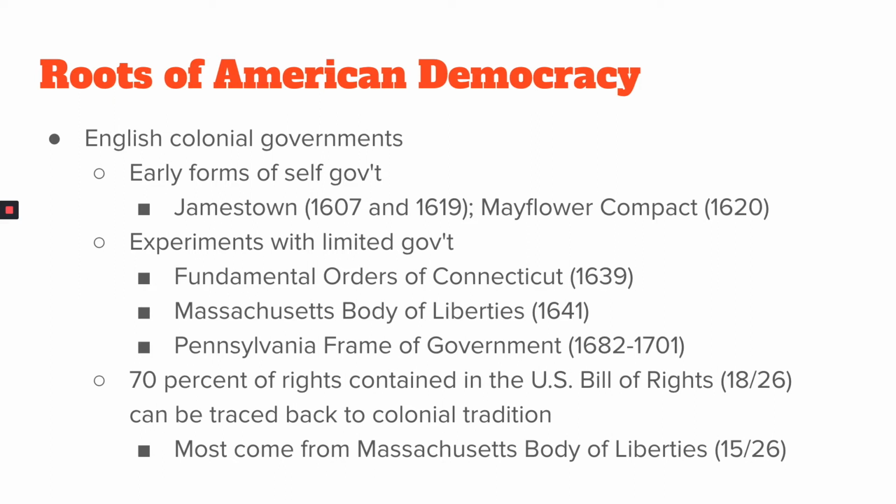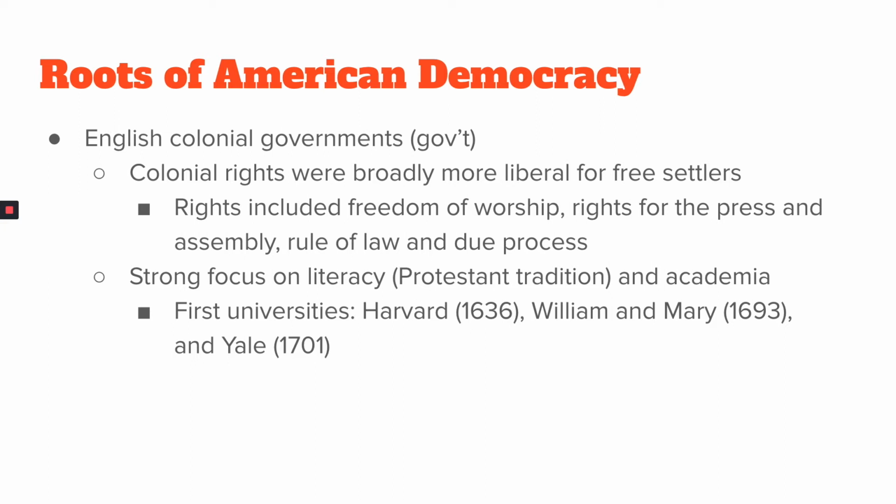Most of those rights that will show up in the U.S. Bill of Rights can be found in the Massachusetts Body of Liberties, so that is the most significant out of the colonial constitutions. And in general, these rights were broadly more liberal for free settlers. They included freedom of worship, rights for the press and assembly, rule of law, and due process.